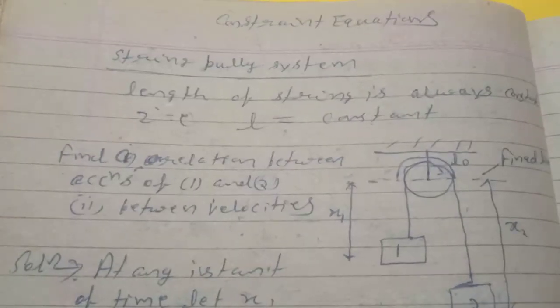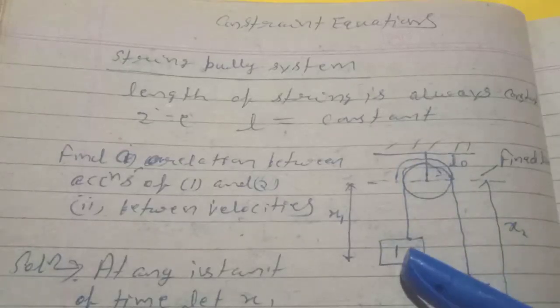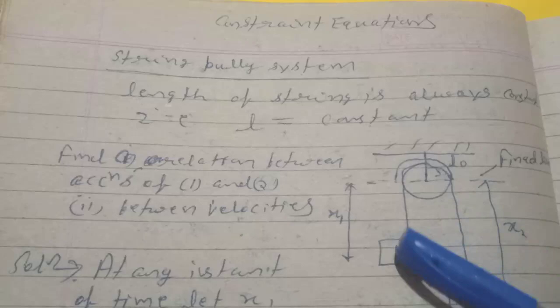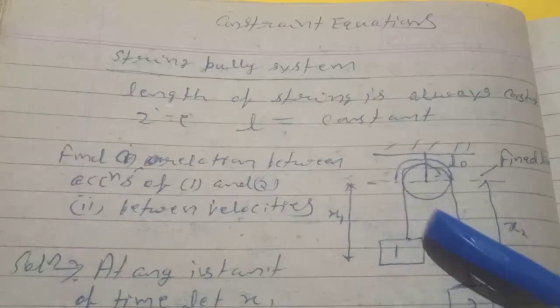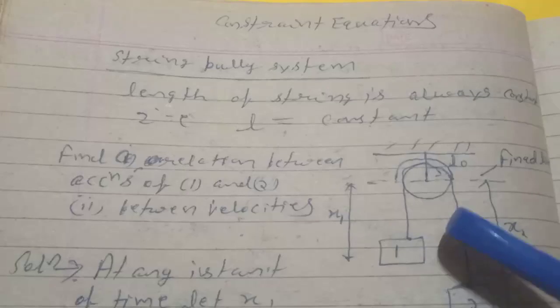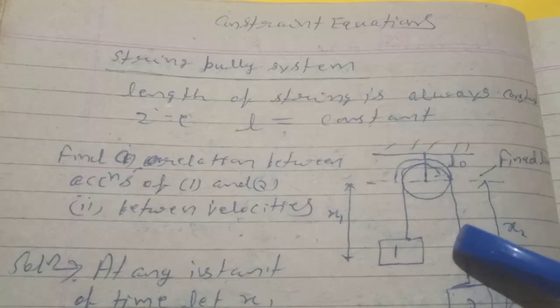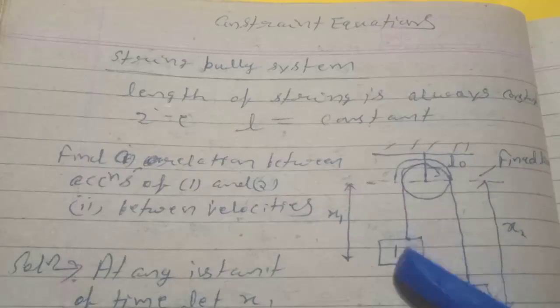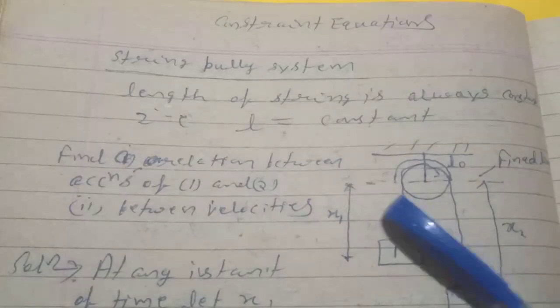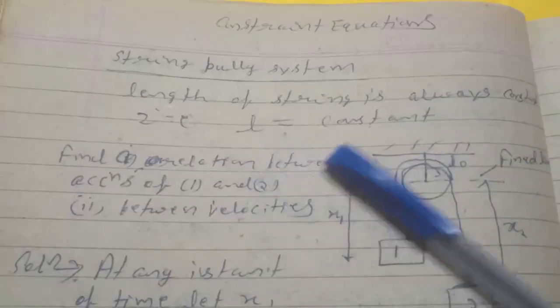Constraint equation. If we impose some condition on the system, then it is called a constraint on the system. For example, in this string, block, and pulley system, the length of the string remains constant. If the string is inextensible, then the length of the string will always remain constant, and this is the constraint on this system. So we can write that the length of a string is always constant, that is, L equals constant.